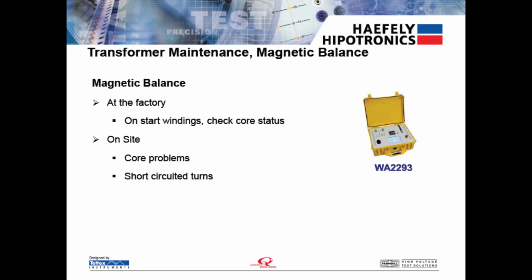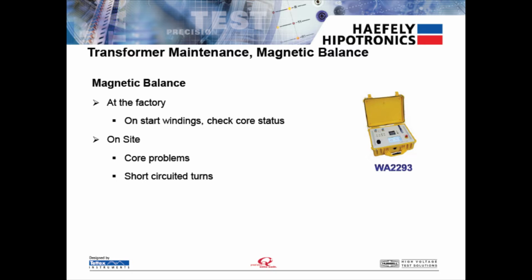At the factory, this is used to check the core status when the transformer is actually being made, and then if you do this test on site, it will show you core problems or any short circuit turns. So you may be hearing a lot of repeated diagnoses, going back to my point earlier that if you want to check the core or the windings or other things like that, you have to use multiple means of testing.